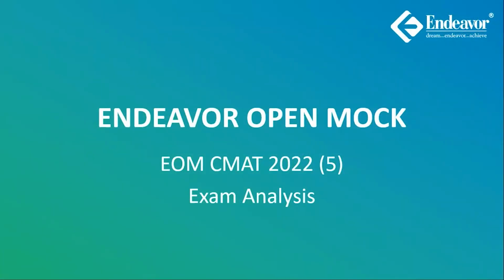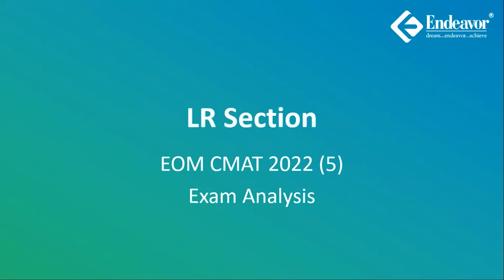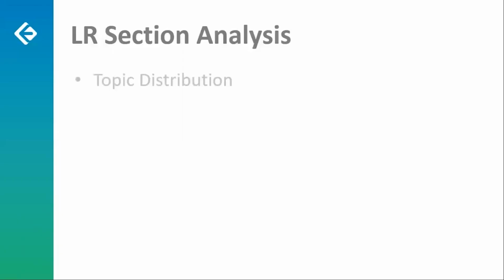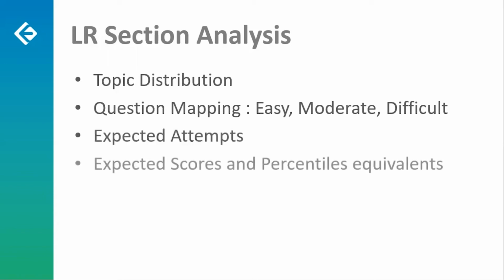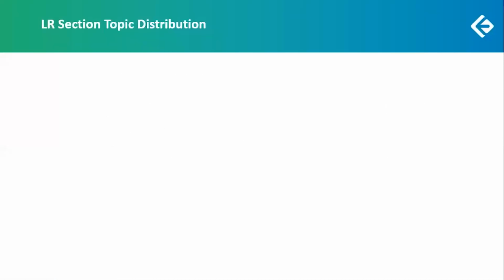Hello and welcome to the analysis of 2022 EOM CMAT 5. We'll be analyzing the LR section here. This is going to be the flow of analysis. We start with topic distribution, followed by question mapping, where we try to classify every question into one of the 3 difficulty levels, that is either easy or moderate or difficult. Based on our difficulty analysis, we'll try to arrive at expected attempts and finally expected scores and percentile equivalence.